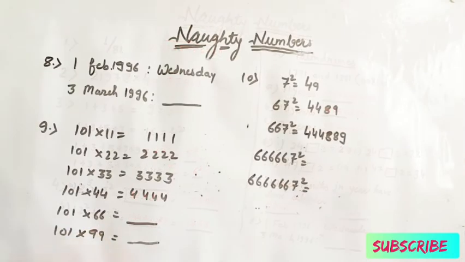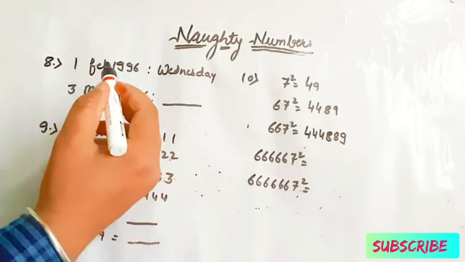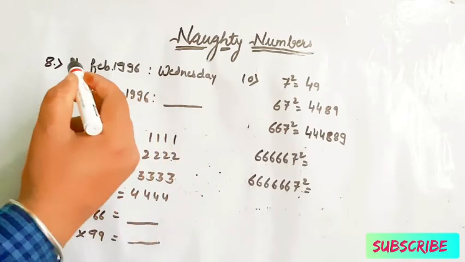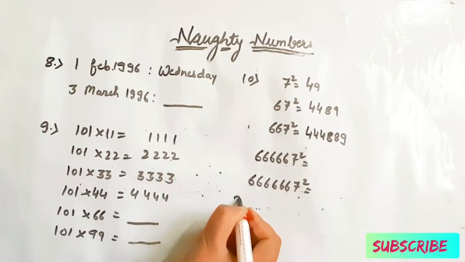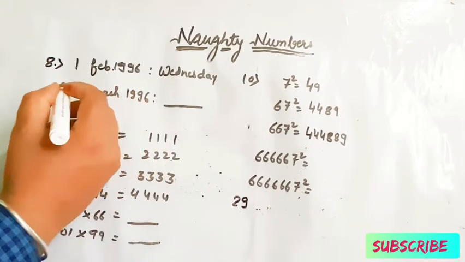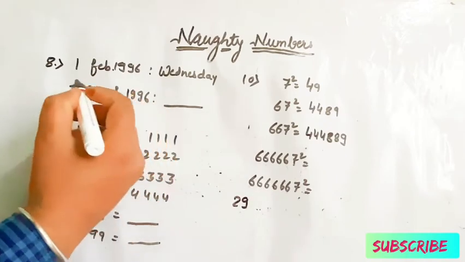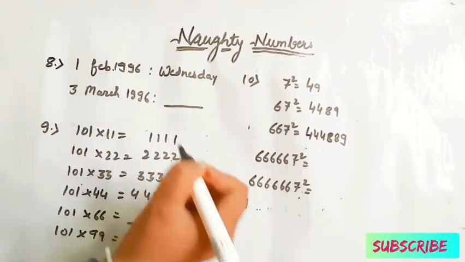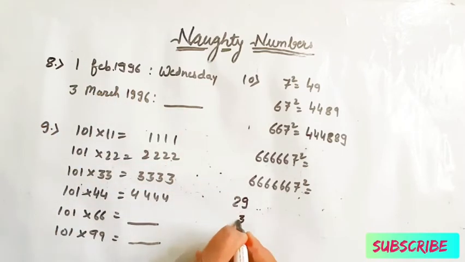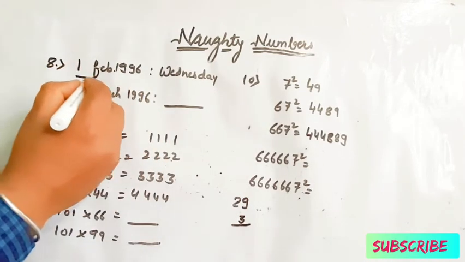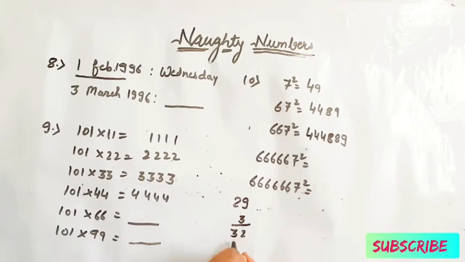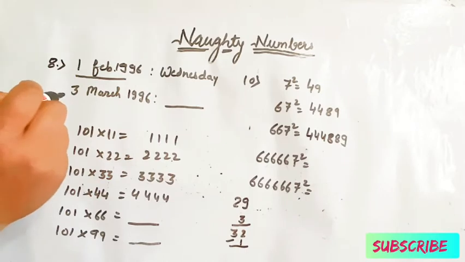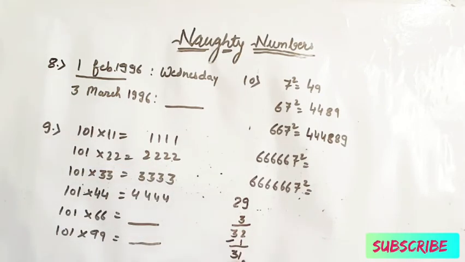Next is 1 February 1996 is Wednesday. So we know that 1996 was a leap year. So the number of days in February will be 29. And after this, we have to calculate 3rd March. So here we take 3 days of March, and because 1 February is included already, 29 plus 3 is 32, and we subtract 1 February from here. So between 1 February and 3 March, we have 31 days.